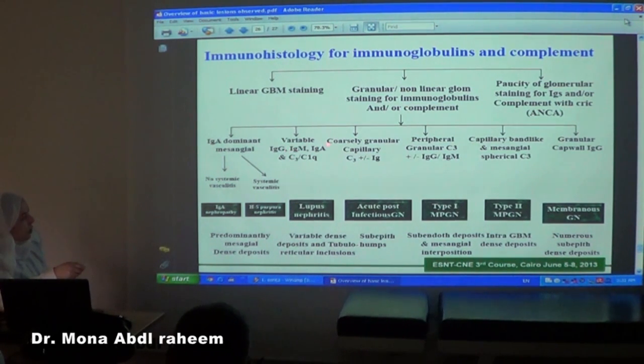If we find a lot of immunoglobulin and complement, all present, associated with C1q, this is lupus nephritis. If there is coarse granular capillary staining for C3, it is acute post-infectious glomerulonephritis. If there is peripheral staining for C3, with or without immunoglobulin G or M, it is membranoproliferative glomerulonephritis type 1. If there is capillary wall and mesangial spherical staining of C3, it is type 2, or dense deposit disease. For membranous glomerulonephritis, we have granular capillary wall staining for immunoglobulin G.